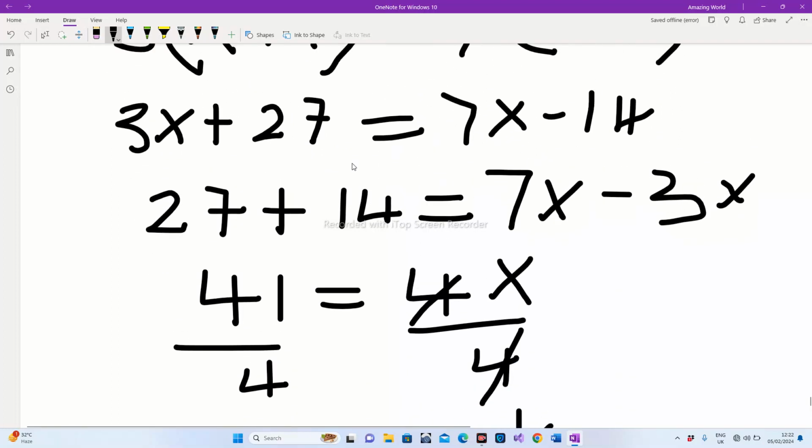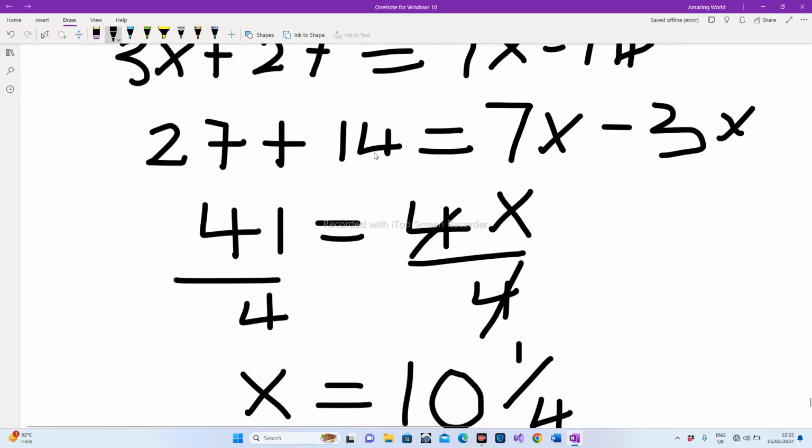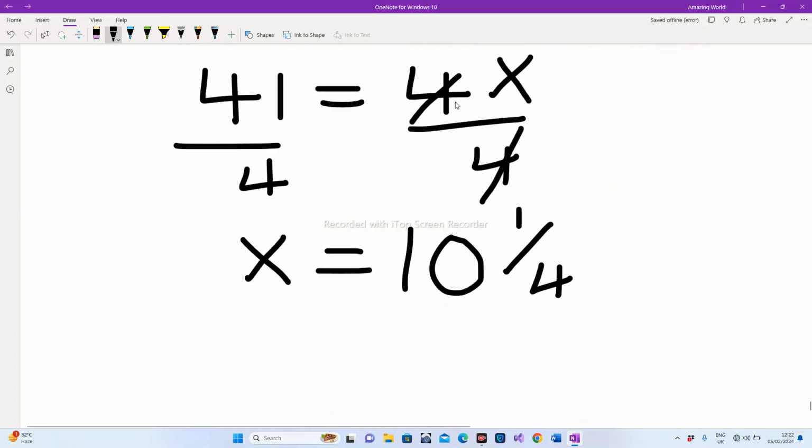So then collecting like terms, we have 27 plus 14 equals 7x subtract 3x. So we have that 27 plus 14 gives us 41, and 7x minus 3x gives us 4x. So when we divide both sides by 4, we are left with x equals 10 whole number 1 over 4.